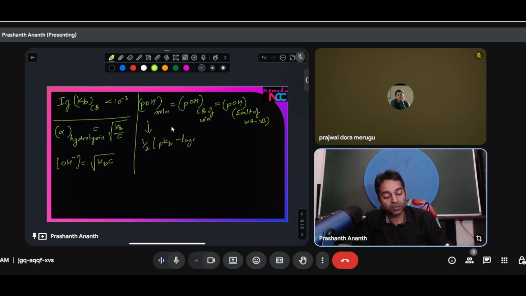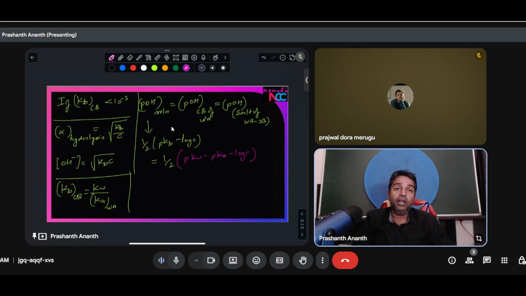What is this going to work out as? It works out as Kb is Kw by Ka. So I'll just put that down over here. So Kb for the conjugate base is going to be Kw by Ka of the weak acid. Meaning we'll now have this as simply half into pKw minus pKa minus log C. So again, no need to memorize this expression. Remember the conversions of how to do it. Remember that this is nothing but conjugate base of weak acid, meaning if the Kb for the conjugate base is less than 10 power minus 3, we can again use all the equations which we derived for the weak base where the Kb is less than 10 power minus 3.